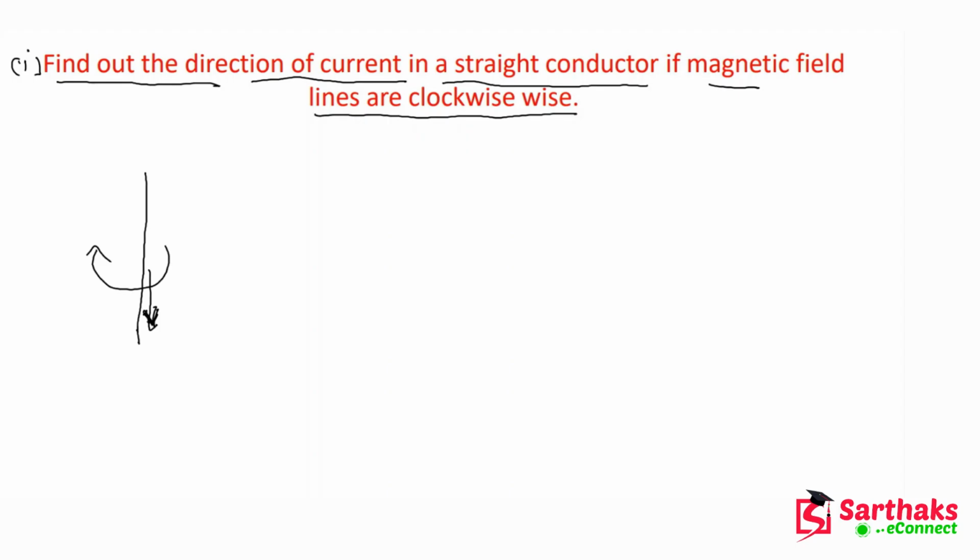So now guys, what happens when you keep your right hand like this? Then this thumb will be showing the direction of current. So it means the current is going from north to south. And we also saw this in the previous slide. When the current was going downside, our fingers were in clockwise direction, and that is the direction of the magnetic field as well. I hope guys you understand this point.